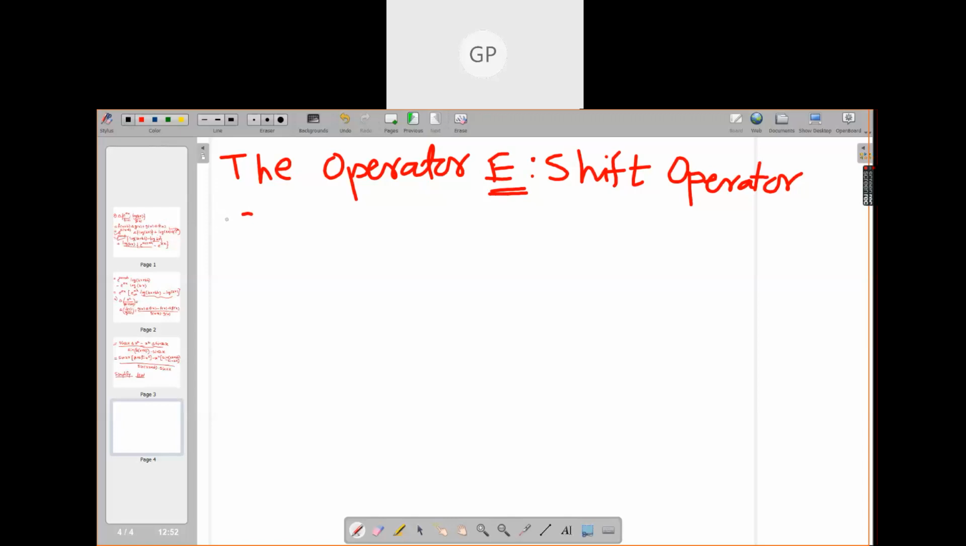So the shift operator E is defined as shift. What should be shifted?